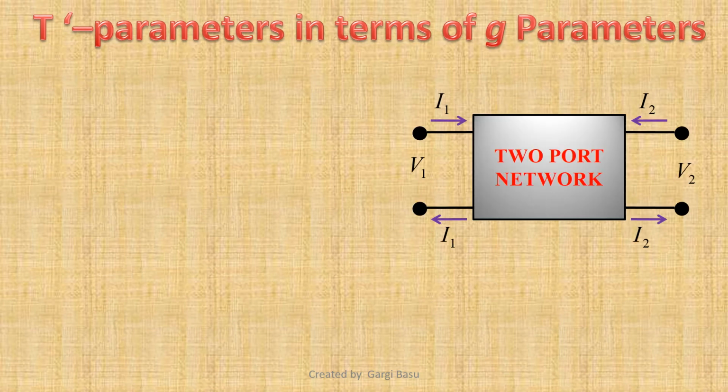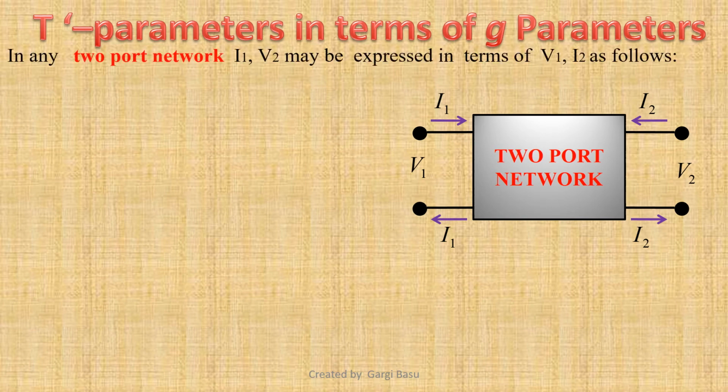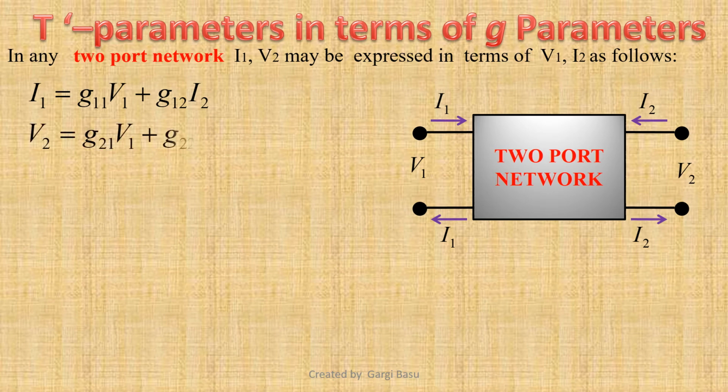Let us now derive the interrelationships between T dash parameters and inverse hybrid parameters, or simply known as G parameters. When we describe a two-port network using G parameters, we express the input port current I1 and output port voltage V2 in terms of input port voltage V1 and output port current I2. The linear equations used in this case are I1 equals G11 V1 plus G12 I2 and V2 equals G21 V1 plus G22 I2.